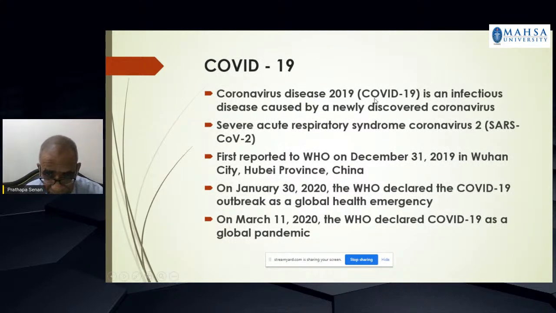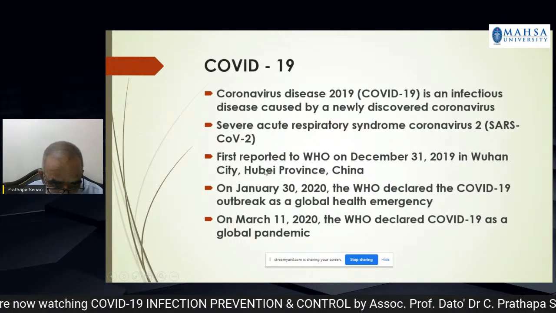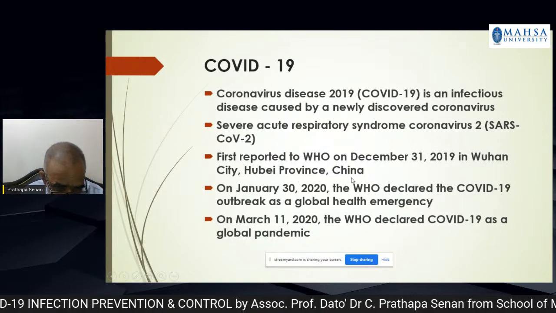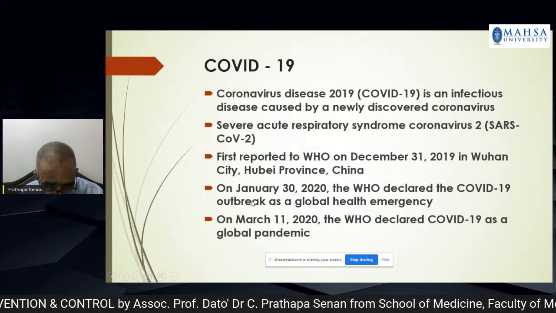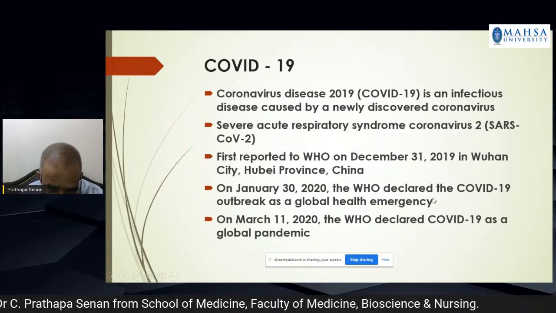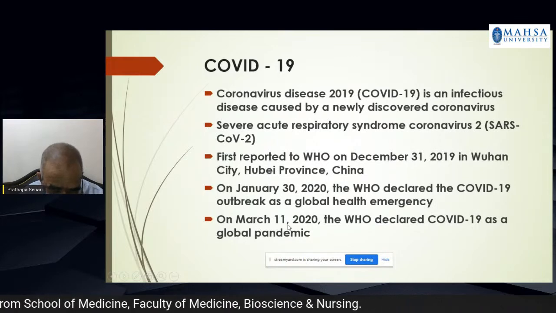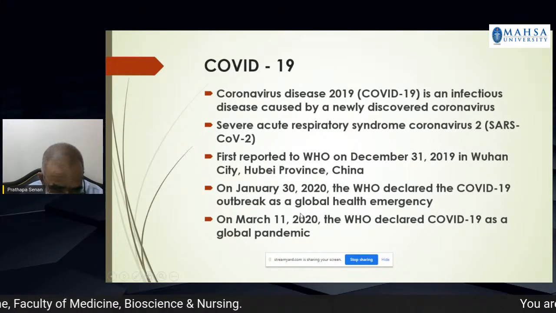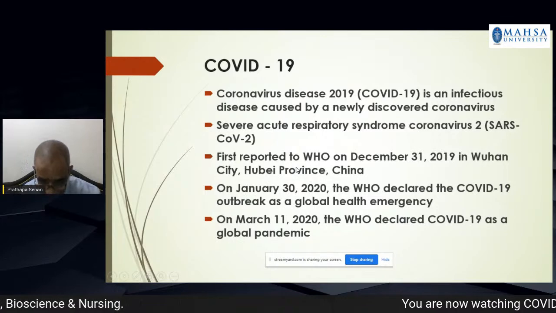Coronavirus disease started in 2019. It's an infectious disease caused by a newly discovered coronavirus, severe acute respiratory syndrome coronavirus 2, first reported to WHO on 31st December 2019 in Wuhan City, Hubei Province, China. On January 30th, 2020, the WHO declared the COVID-19 outbreak a global health emergency. On March 11, 2020, it declared that COVID is a global pandemic.